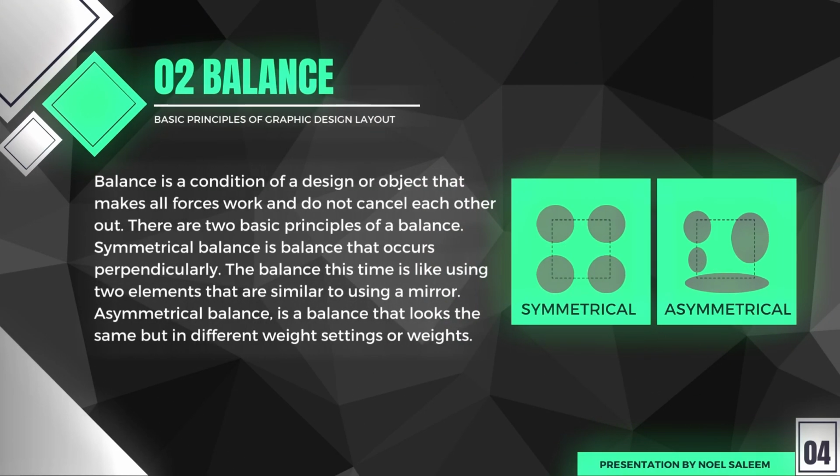Balance. Balance is a condition of a design or object that makes all forces work and do not cancel each other out. There are 2 basic principles of balance. Symmetrical balance is balance that occurs perpendicularly. The balance this time is like using 2 elements that are similar, as with a mirror. Asymmetrical balance is a balance that looks the same but in different weight settings or weights.